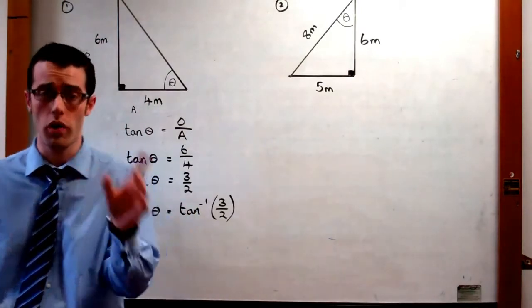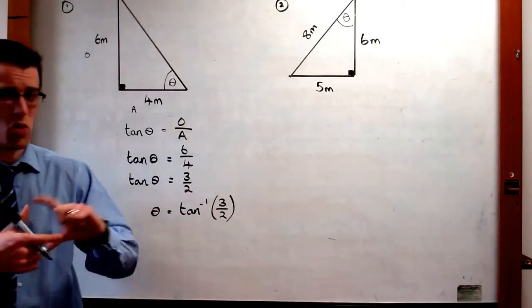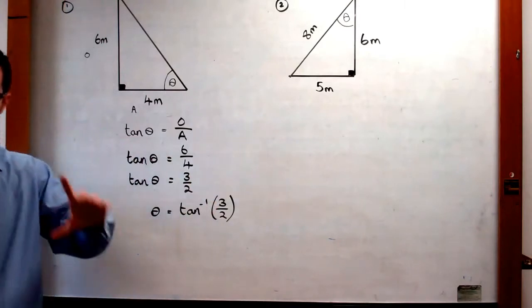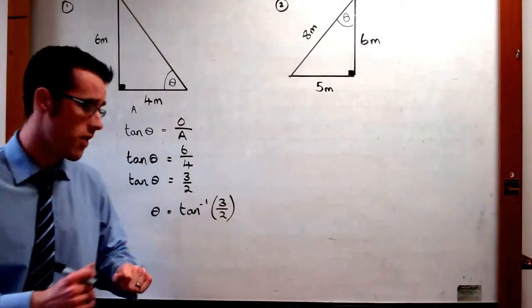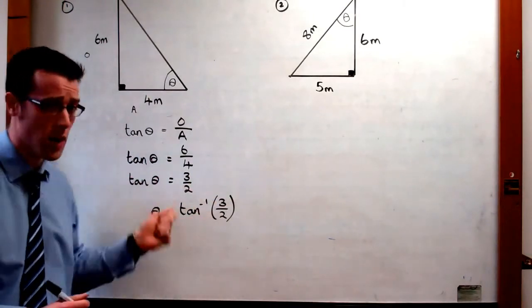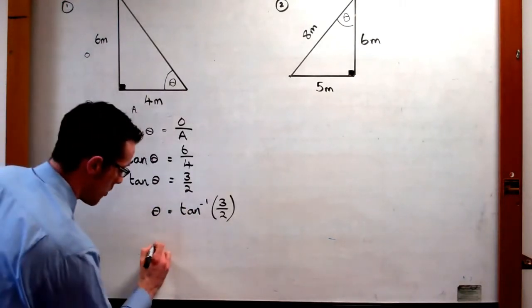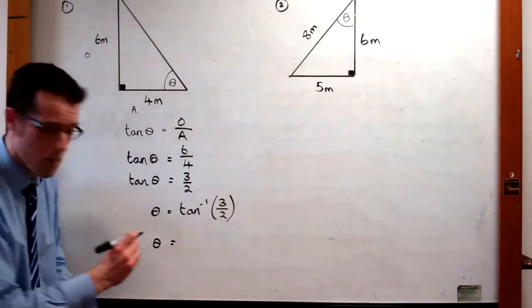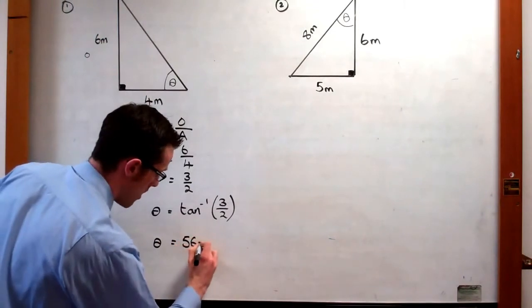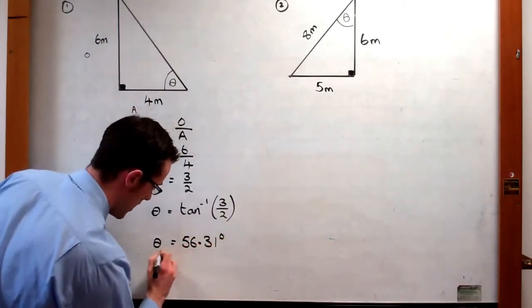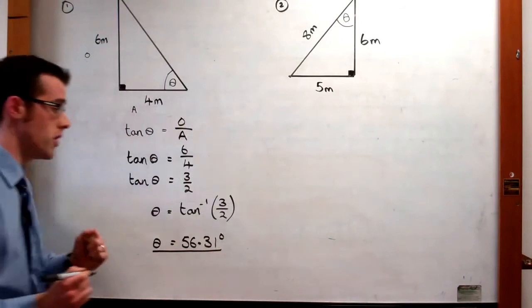Now, what that means is inverse tan. Remember we did converse of Pythagoras. Converse was sort of like backwards, but inverse is actually doing something backwards in maths. So this is actually taking the tan off. And the answer that we get comes to 56.31 degrees, rounded to 2 decimal places.